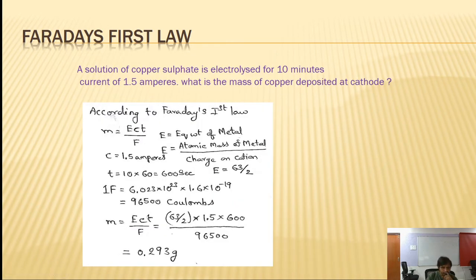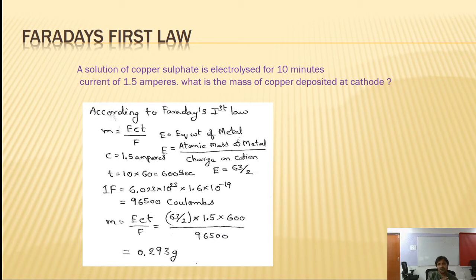Okay, the next: based on Faraday's law, let us do one problem. This is very important with respect to IP. A solution of copper sulfate is electrolyzed for 10 minutes with a current of 1.5 amperes. What is the mass of copper deposited at the electrode?